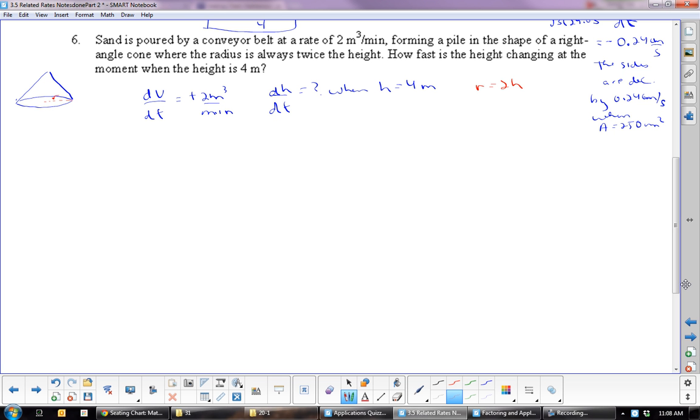Okay, so next we've got all the stuff we're looking for. We've got our picture. The next thing you want to find is a formula, and since it is a cone, and dV over dt is in there, we're going to be doing volume, which is 1/3 pi r squared times height.